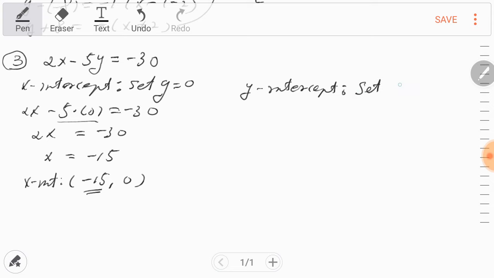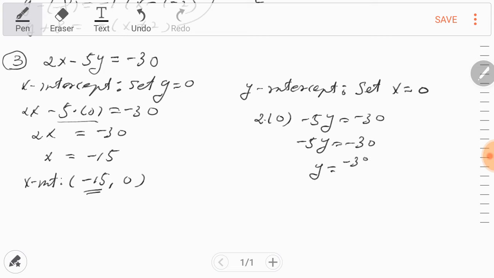Okay, set the other variable equal to 0. So plug in 0 for x. Then 2 times 0 is 0. Negative 5y is equal to negative 30. Divide each side by negative 5. Then negative 30 over negative 5 is equal to 6. So the y-intercept is what? x equals 0, y is 6. And 6 is the y-coordinate of the y-intercept.